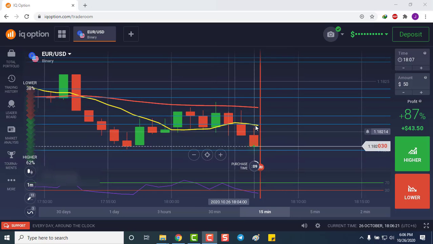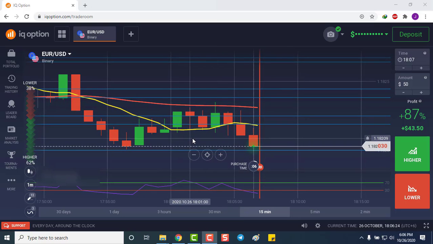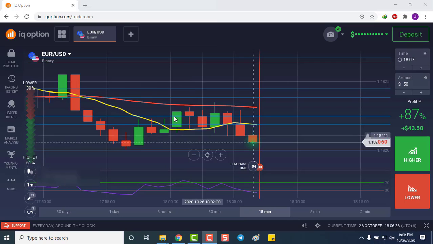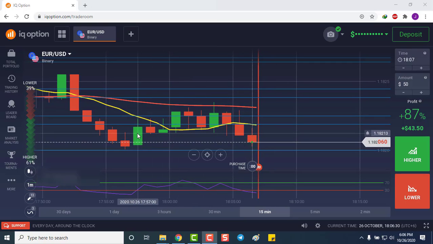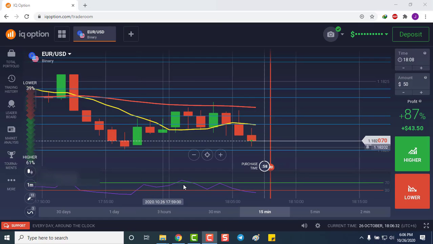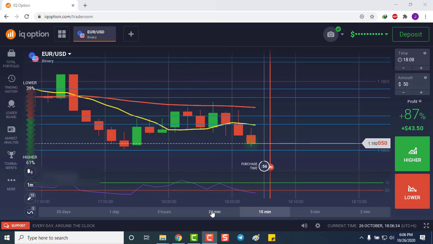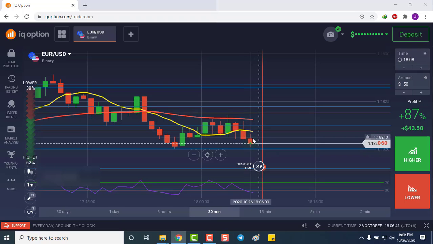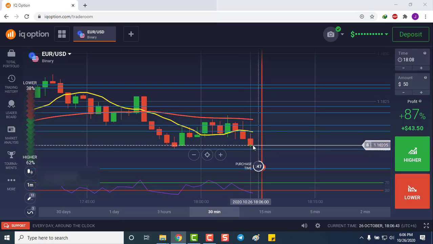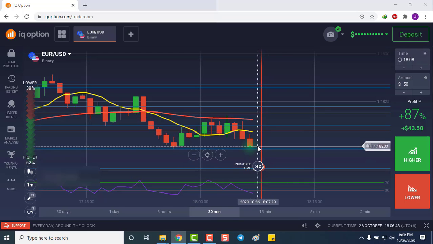Guys, if we closely look at the current market situation, we can clearly see that the market forms a consolidation area, and the market can either go up and form an uptrend, or the market can break this level and form a downtrend and go a lot more down from this level.